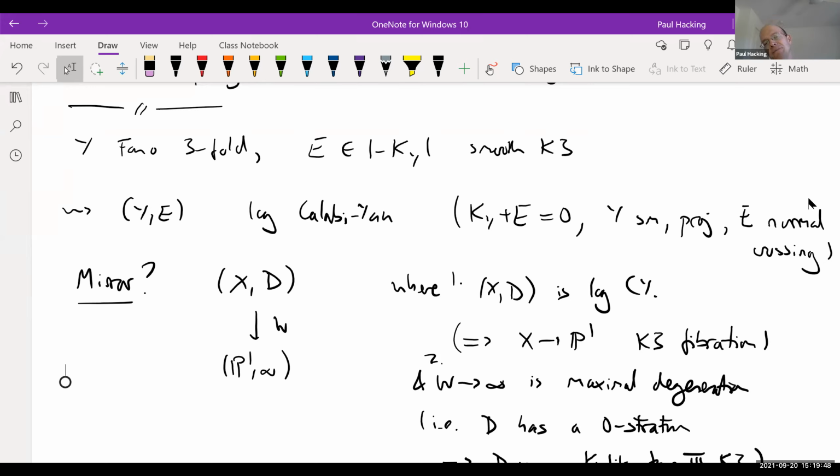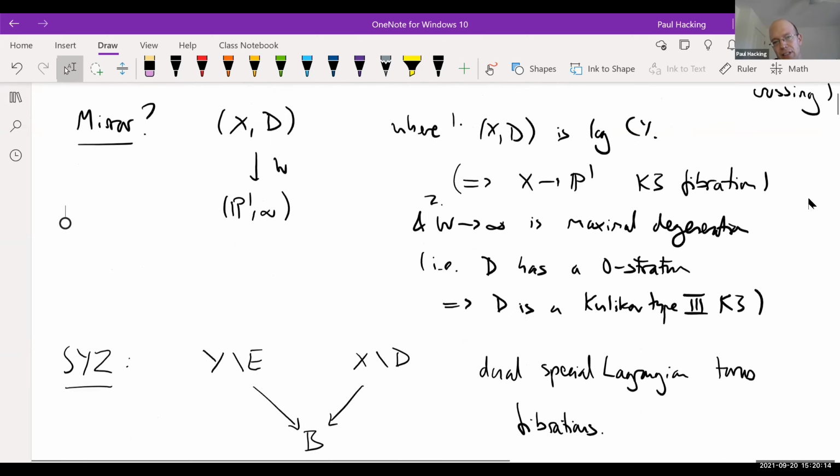And so secondly, the limit at infinity is what we call a maximal degeneration. So there are various ways of saying that. One way to say it is that this boundary divisor has a zero stratum. So this is the opposite case, where it's a normal crossing divisor, where it really has a vertex, a zero-dimensional stratum.